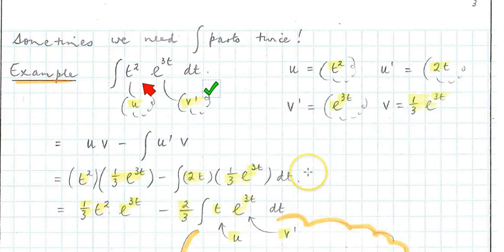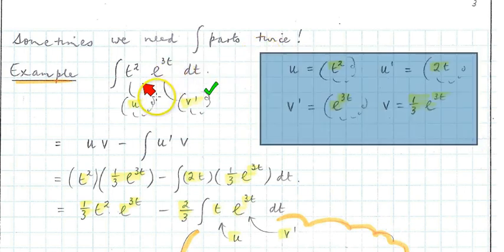Right, sometimes we need to integrate by parts twice in a question. For example, here I've got t squared. Notice I've changed the variable here. We're dealing with t's here, so I'm integrating with respect to t. That's just good practice for us. Everything's done on the right-hand side.